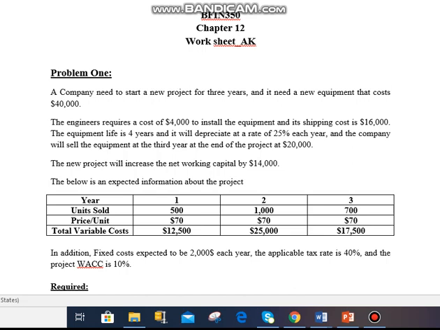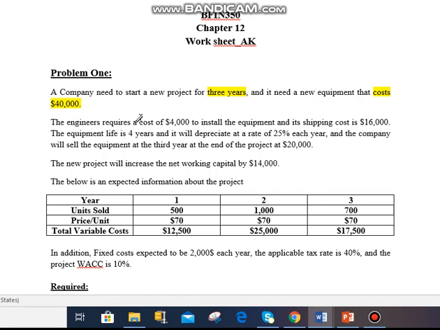So, in this session, we will solve the worksheet for Chapter 12. In this worksheet, in problem 1, the given is as follows. We have a company that needs to start a new project for 3 years. So the life of the project is 3 years, and it needs new equipment that costs $40,000. So the cost of the equipment is $40,000.